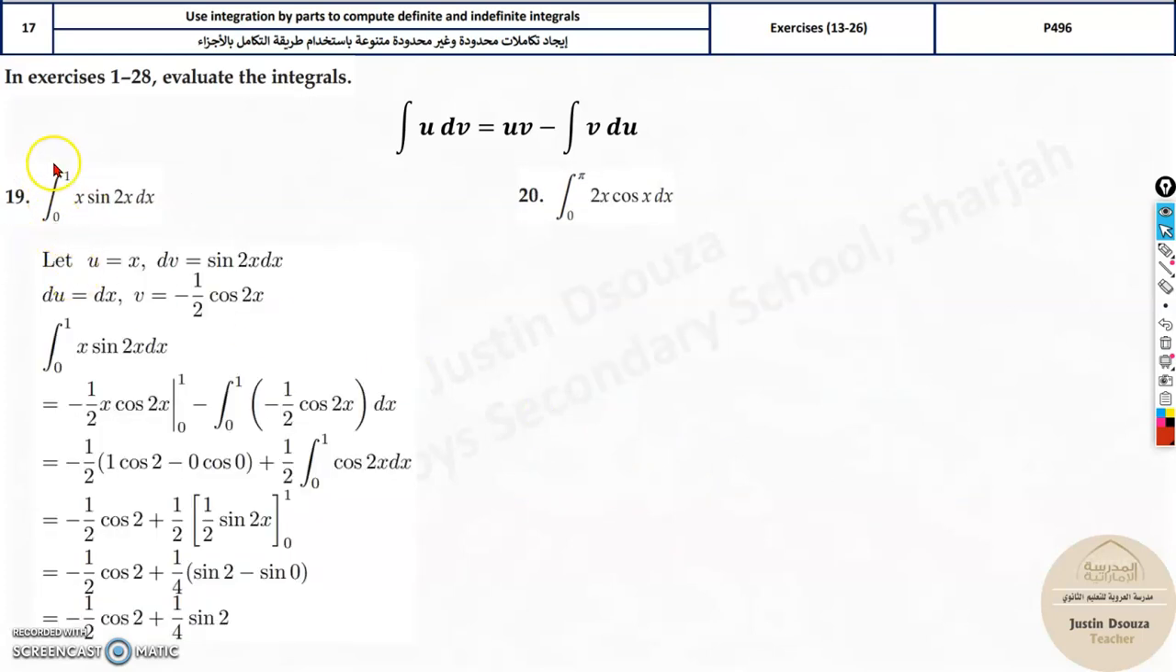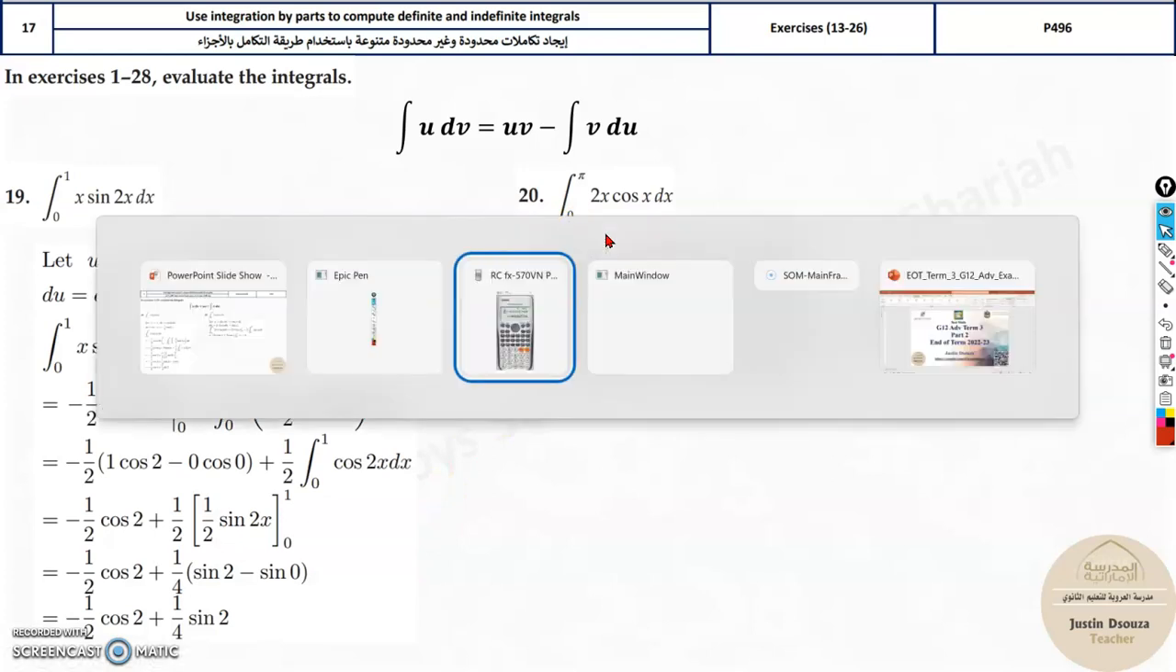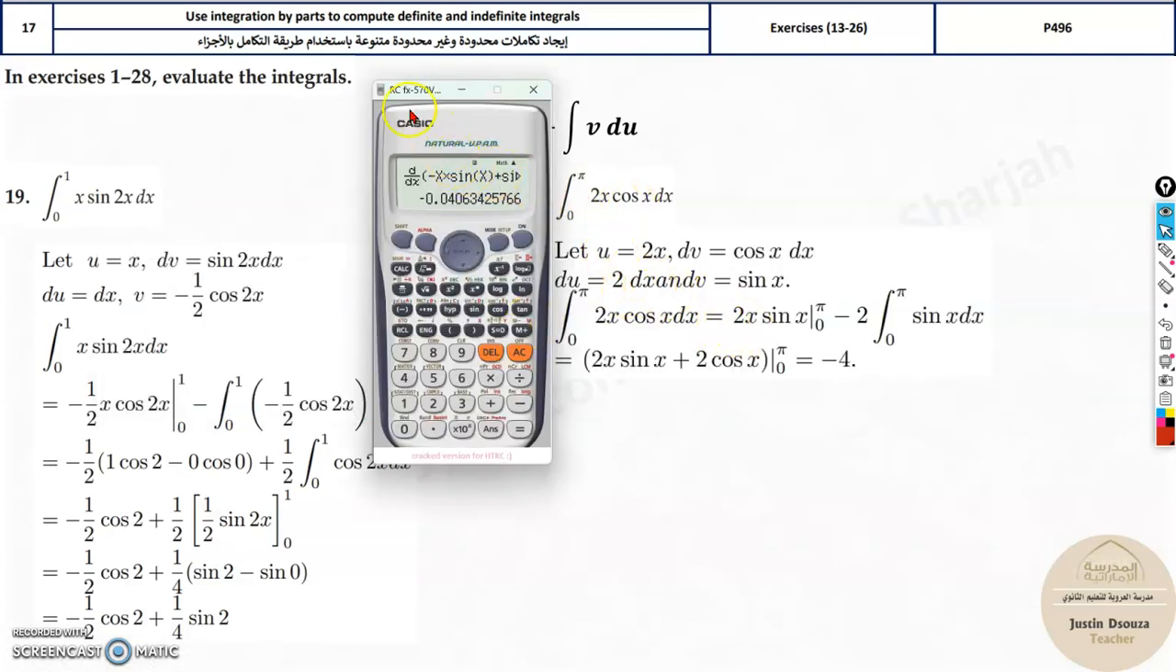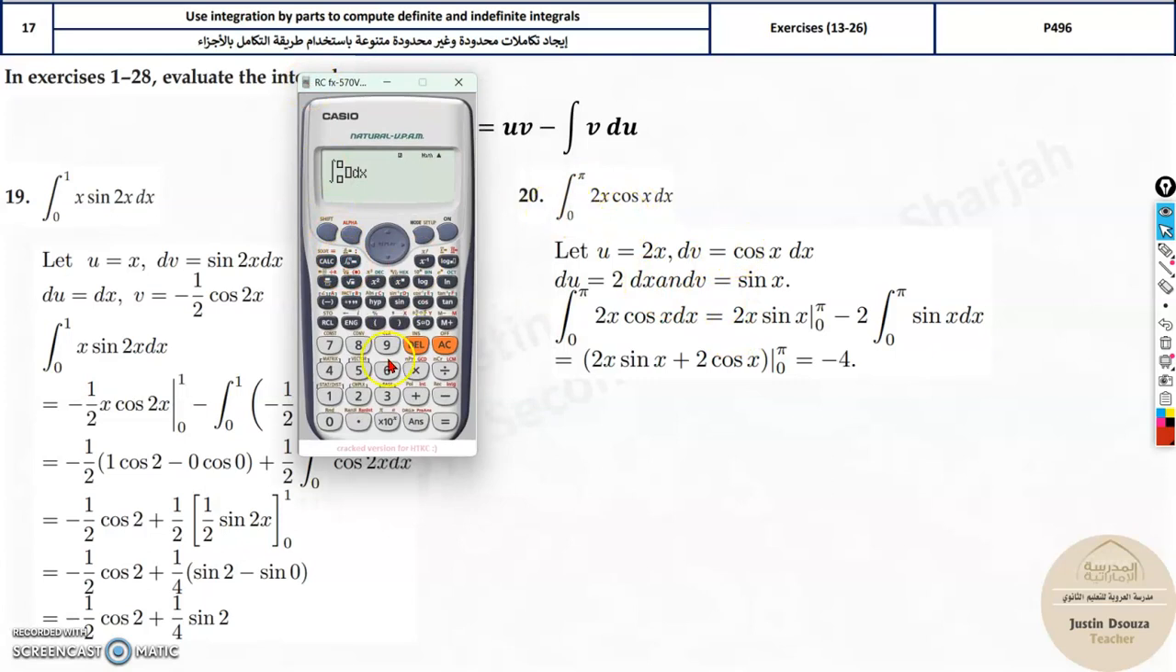Now these are direct integrals. Definite integrals are very simple. All you need to do is put this as it is in the calculator and you will get the answer. But the only difference is, let me do this problem. Now here in this case, if you just type this, it's going to be all right. That is 2x cos x, and you need to press 0 and pi. You will get the answer -4.